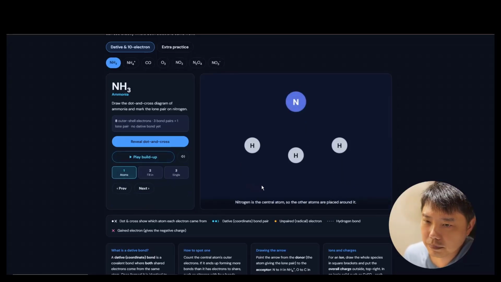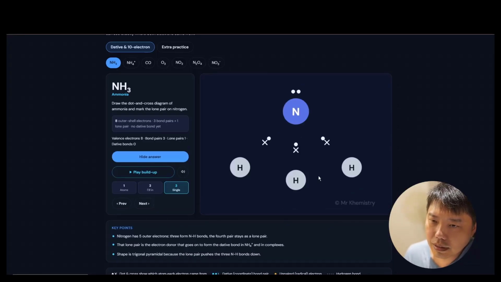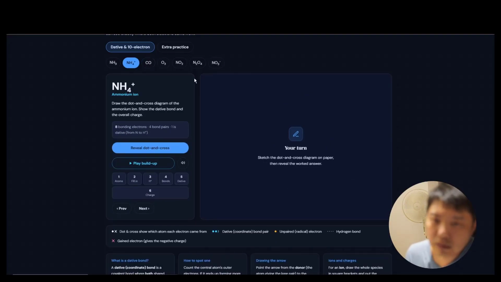Nitrogen is the central atom, so the other atoms are placed around it. Fill in each atom's outer valence electrons. Pair single electrons together to make the single bonds. Okay, so that is the narration for a simple molecule, ammonia. I'll show you one more.